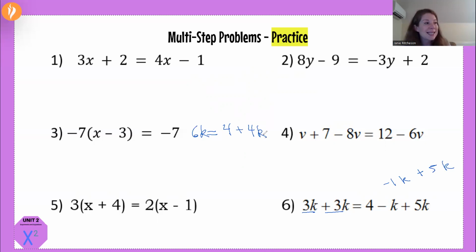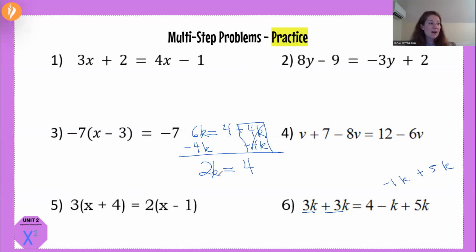Now we're going to get our x's together. Or sorry, it's k's this time. So we're going to cancel out positive 4k. So we're going to subtract 4k from both sides. Minus 4k from both sides. So my k's are gone on the right side. 6k minus 4k is 2k equals 4.